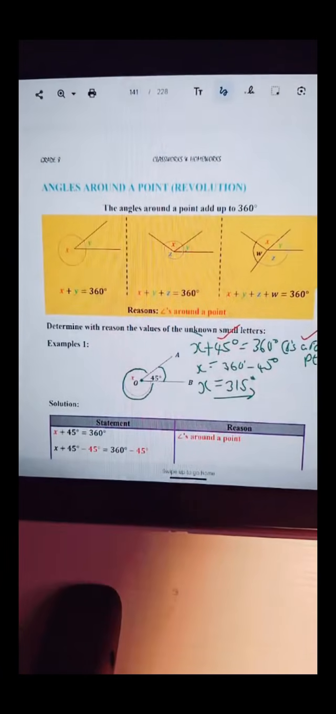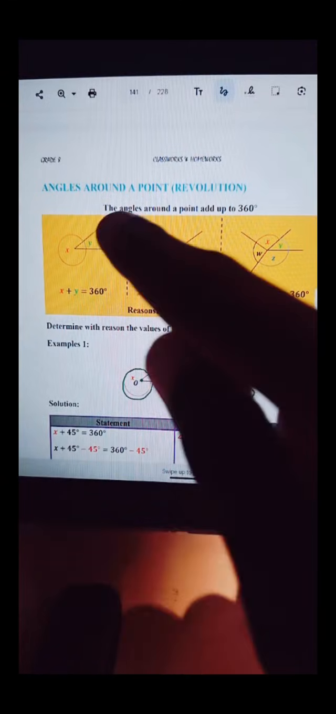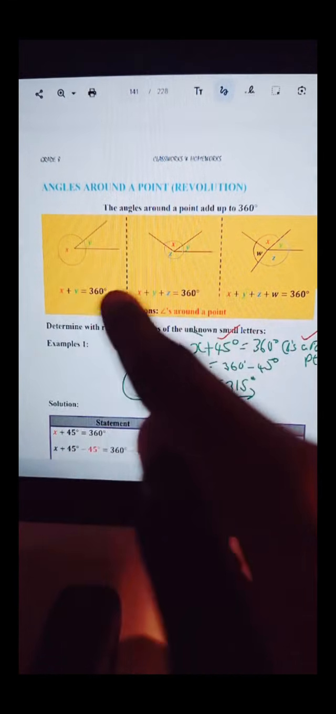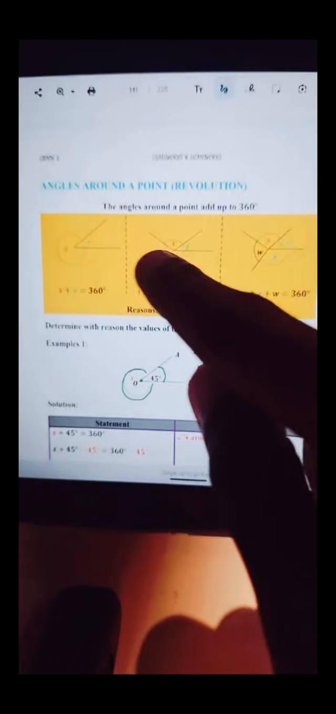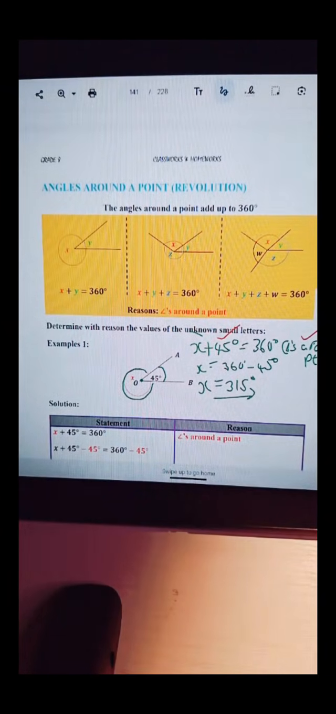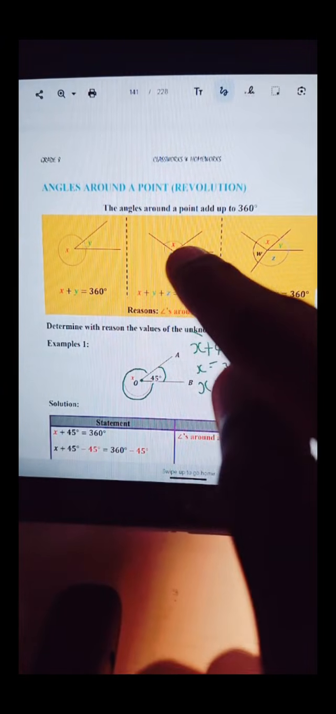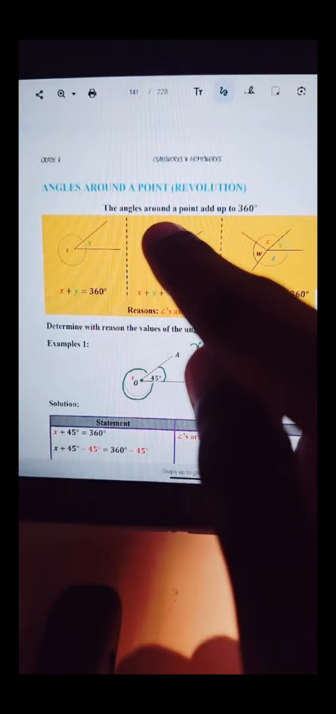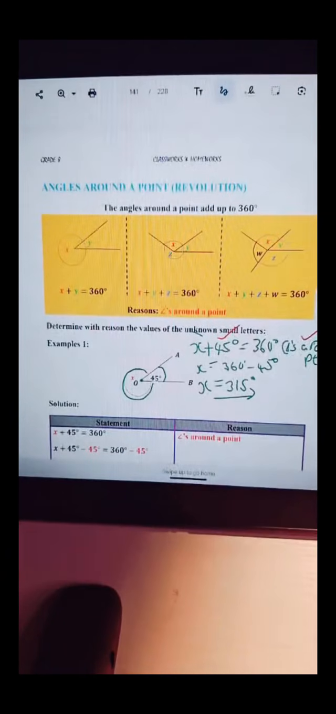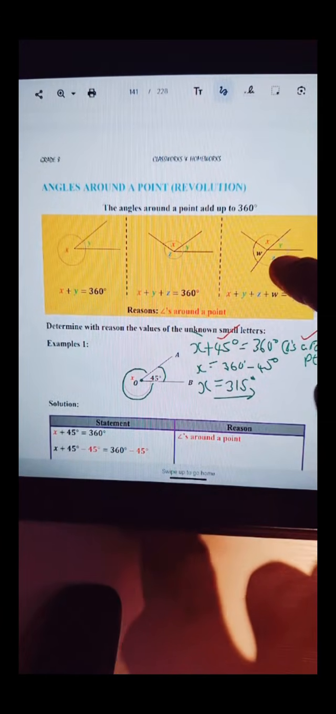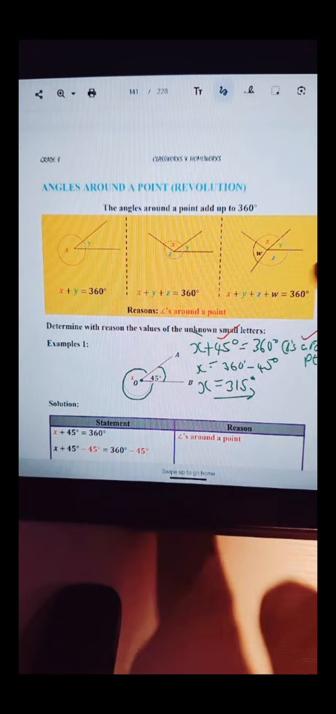Lina, now the situation that you have at hand is angles around a point. The angles around a point add up to 360. So this Y and this X, they add to 360. This Y, X, Z, you can complete a full circle there. From Y to X, back to Z, that's a circle. Full revolution. From Z to Y to X to W, full circle.